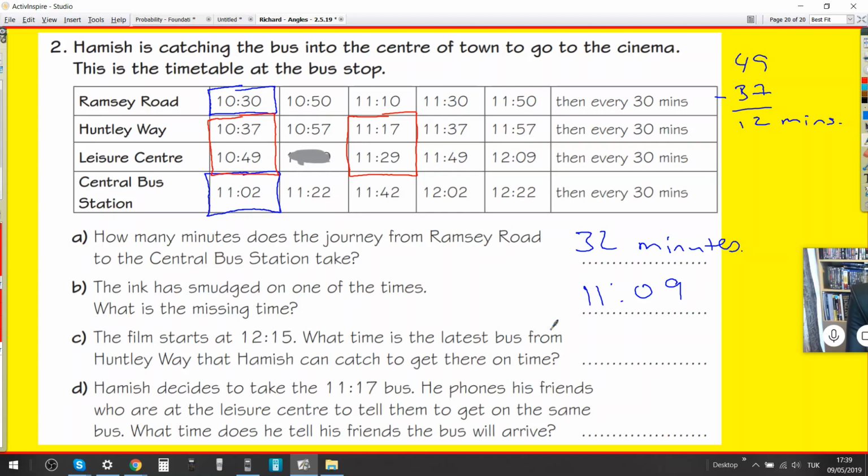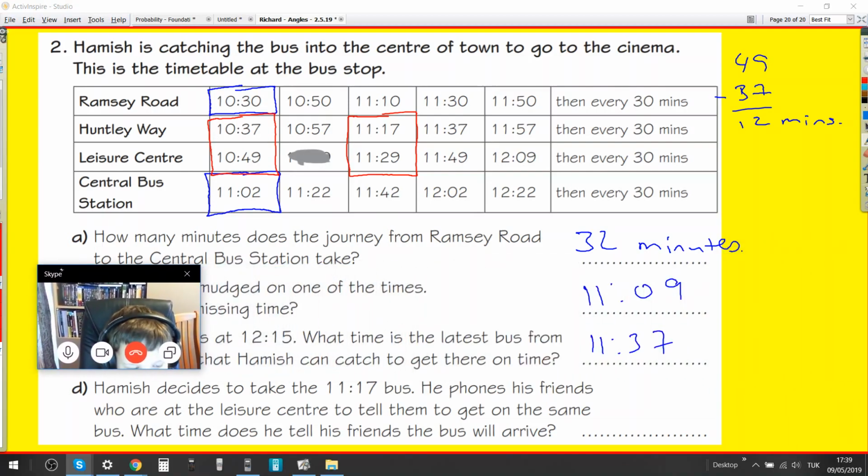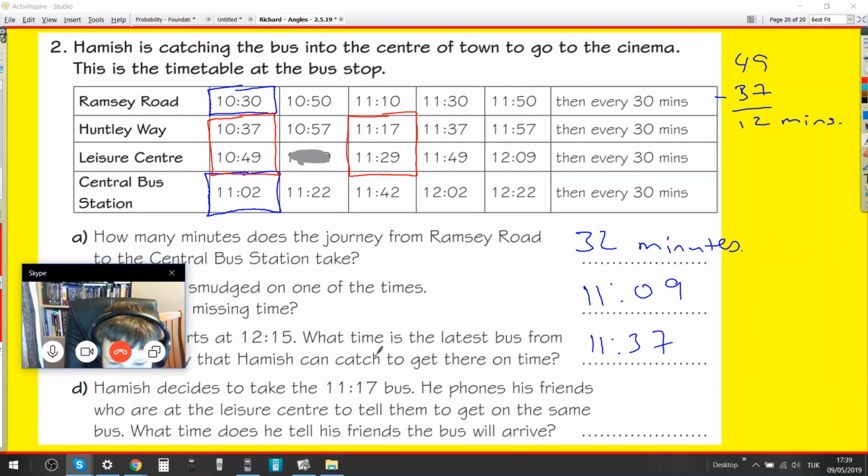So this is the central bus station, the center of town? Huntley Way. So it must be in the central bus station. 12:15 and so 11:37. Yeah, I think that's what they mean. Yeah. And last one. So Hamish decides to take the 11:17 bus.